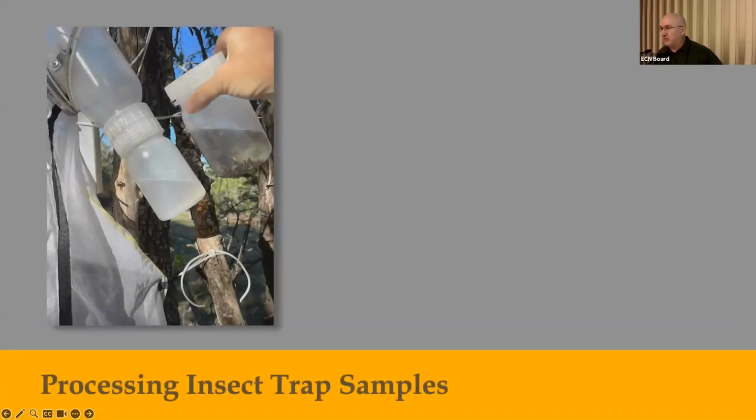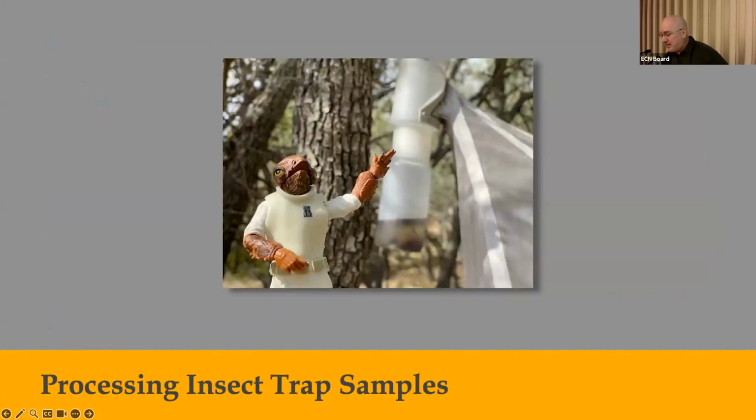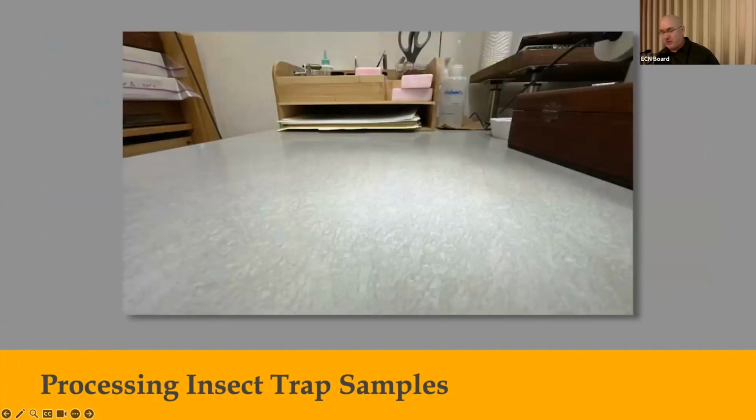In an ideal world, the workflow for processing trap samples would be something like this. We set up a trap, and then after some period of time, we go back and we pick up the sample. We bring that sample inside, and then everything gets pinned and labeled, ready to go into our collection. In the real world, however, this kind of thinking is naive because our typical workflow is different.